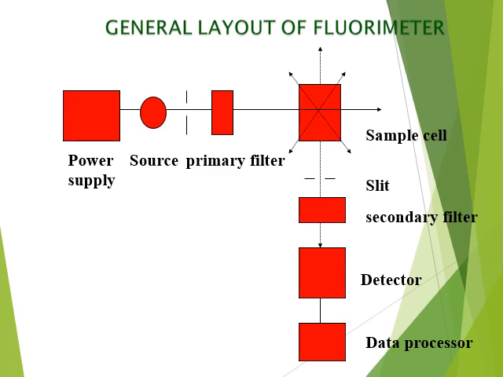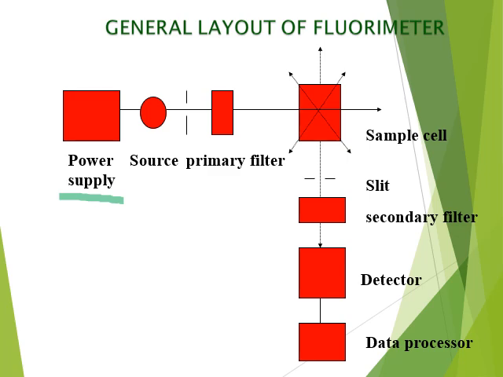This is the general layout of the fluorimeter. Here, this is the power supply, the source of the power, and this is the primary filter, also called the monochromator. This is the sample cell where you put your sample, inside a cuvette, in a sample cell inside the machine. Then this is the secondary filter, also a monochromator. This is the detector, and this is where your data is being processed.